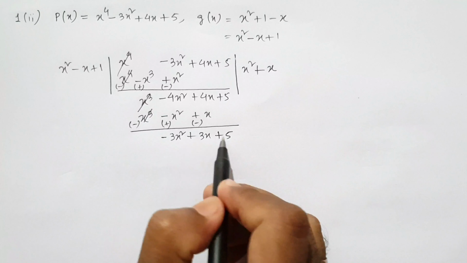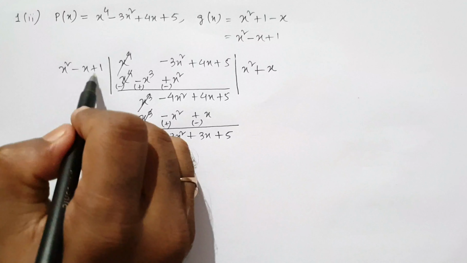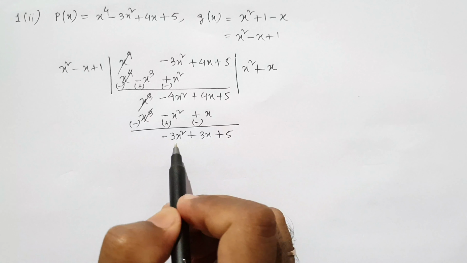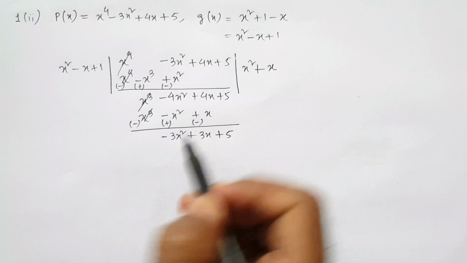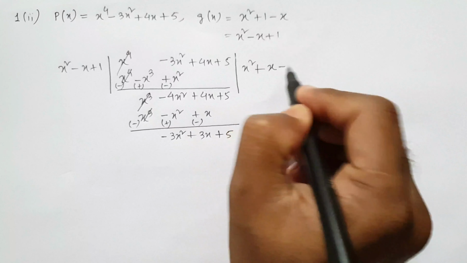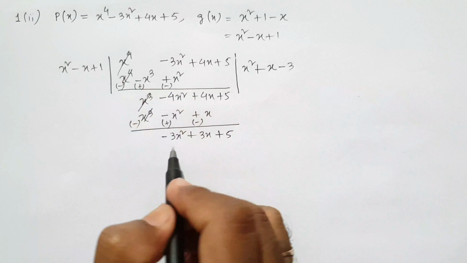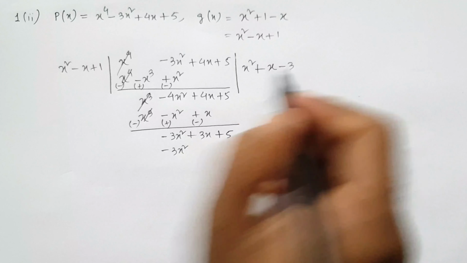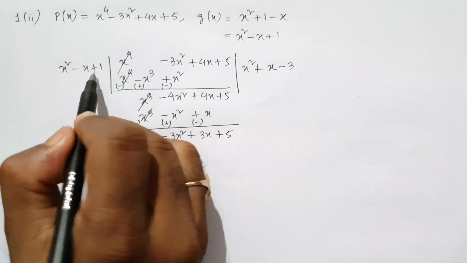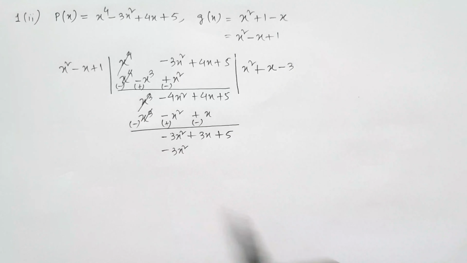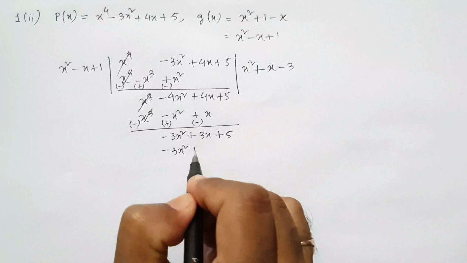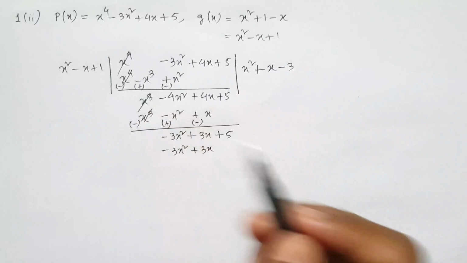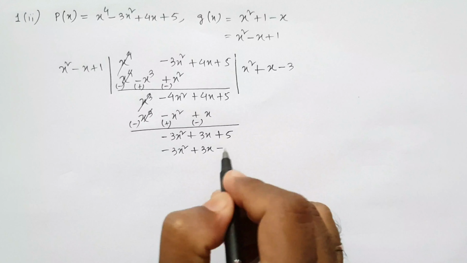Now again we will divide this term by x square. So x square how many times becomes minus 3x square? If you multiply x square into minus 3, it becomes minus of 3x square. Now with the help of minus 3, we will multiply the rest two terms, that is minus x plus 1. Minus 3 into minus x, which is minus minus plus 3x, and minus 3 into 1, which is minus 3.